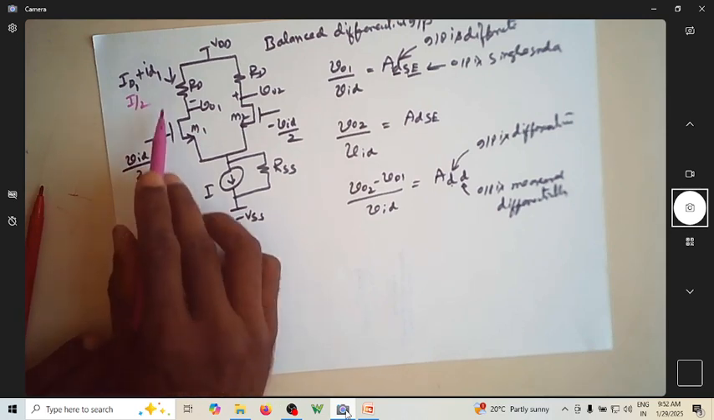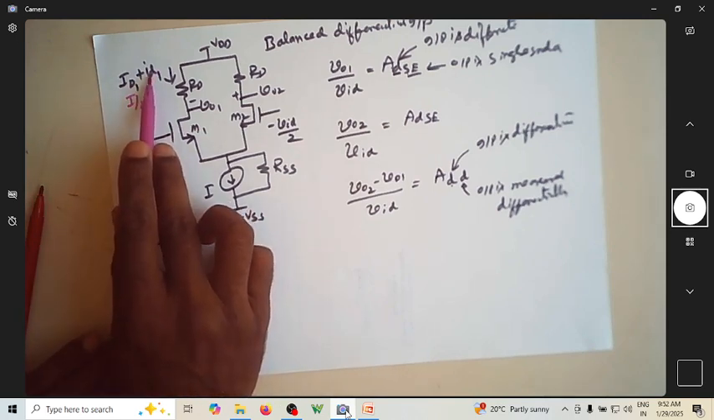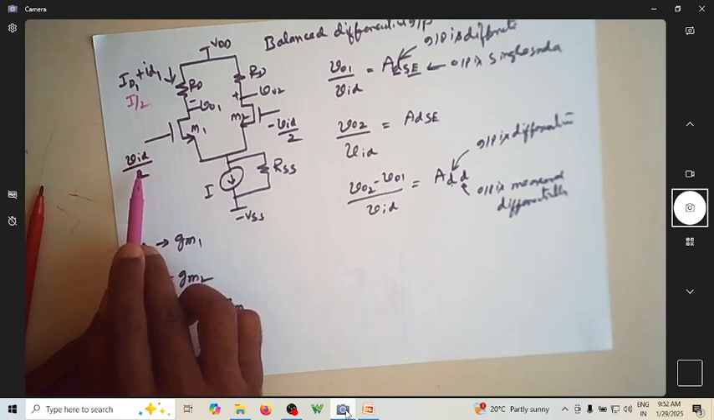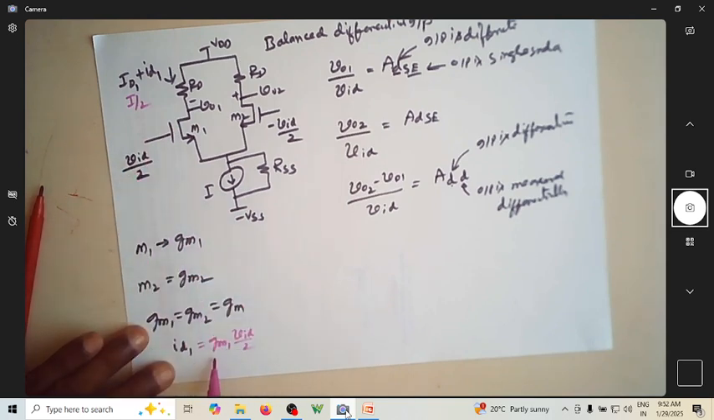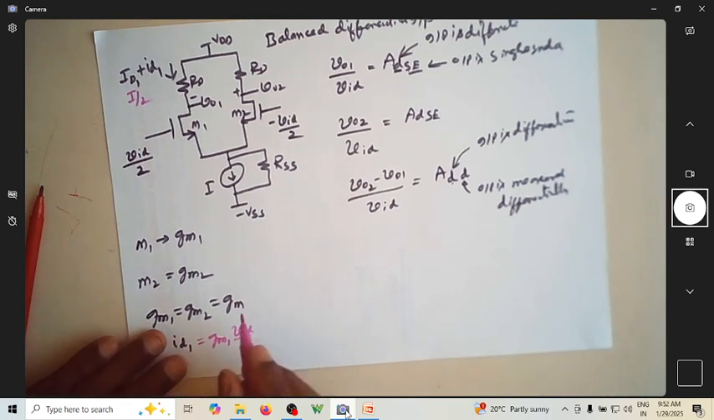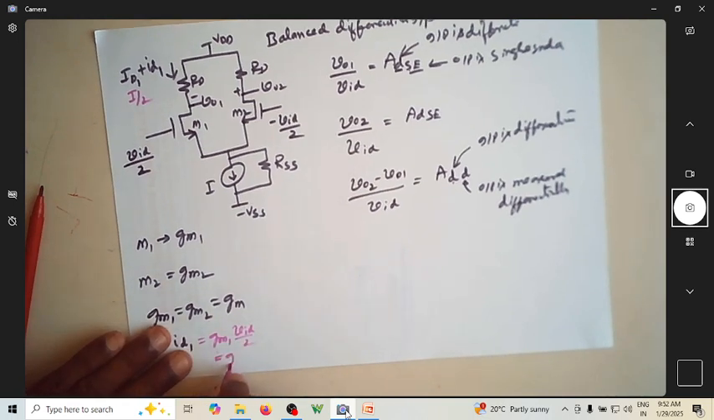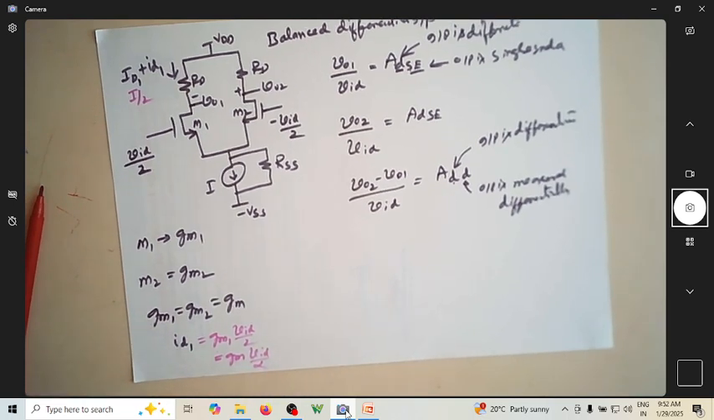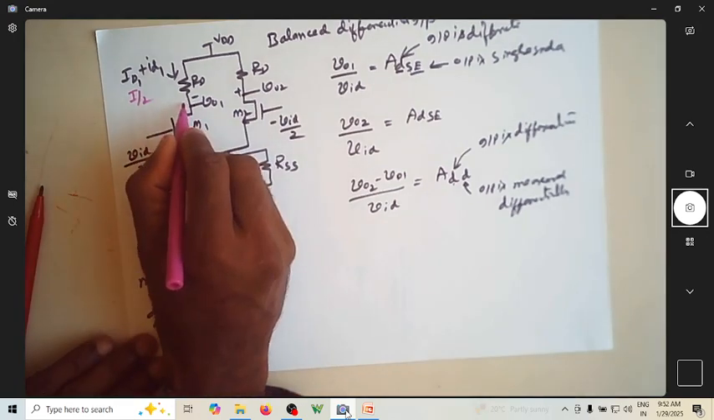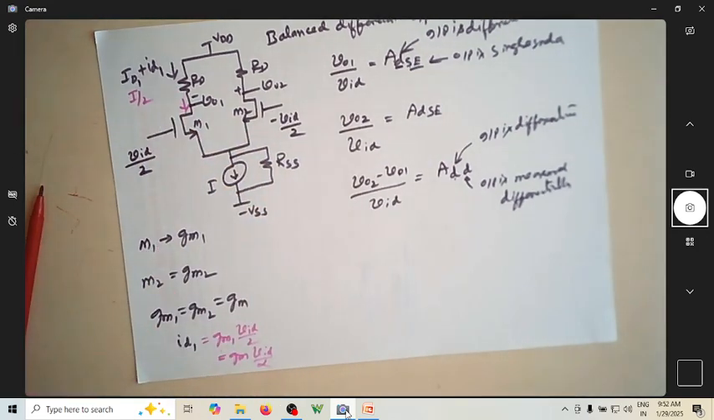because we know that whatever current flows in the MOSFET is due to the input AC voltage multiplied by its transconductance, which you can write as Gm into VID by 2. So what is the direction? The direction is going this way. So this is the direction of the current.